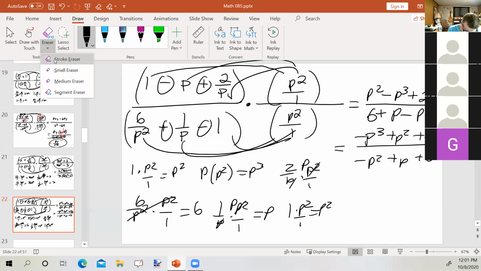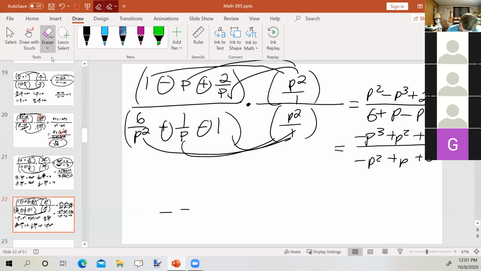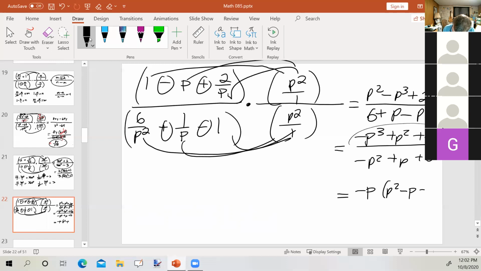Because I want to have lots of room to work, I'm going to erase all of this over here. Okay. I have a feeling I might need it. We'll find out. Here I could factor out a negative p and have a p squared minus p minus 2. Okay with that? Yes. And in the denominator, I'm just going to factor out a negative 1, and I'm going to get a p squared minus p minus 6.